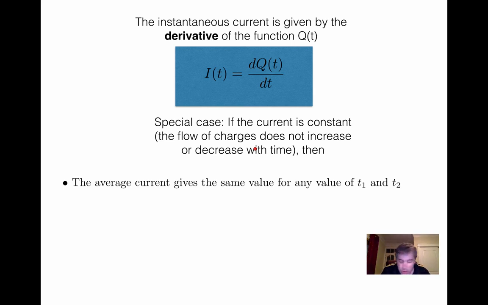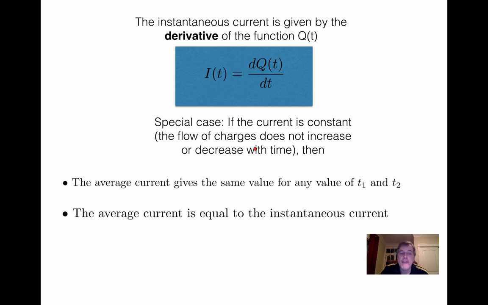So if you calculate the average current between 1 and 5 seconds, or between 2 and 8 seconds, or between 1.36 and 5.67 seconds, you always get the same answer when the current is constant. Also, when the current is constant, the average current gives the same value as the instantaneous current. That's pretty obvious. Whether you use this equation to calculate the instantaneous current, or go back and use the average equation, when the current is constant, you get exactly the same value.